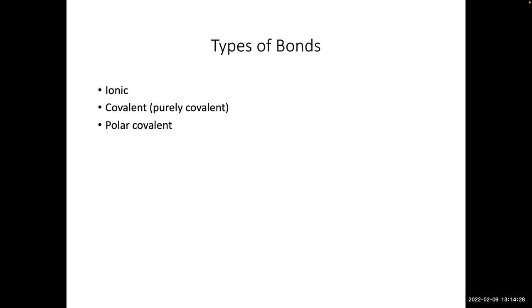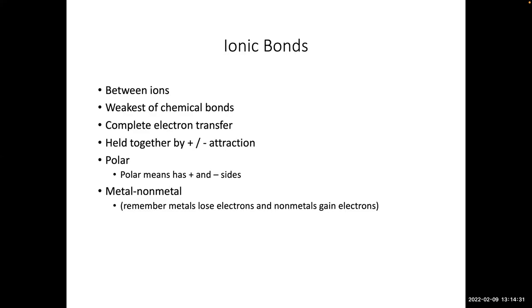So let's go through each type. Ionic bonds are between ions. That's what it sounds like. They are the weakest of chemical bonds. They involve complete electron transfer. They're held together only by the fact that the positive ion will stick to the negative ion. And they are polar. Now the word polar means has positive and negative sides. All right, so in a polar bond, there's a positive side and a negative side. You might be familiar with polarity, like on a battery. A battery has a positive pole and a negative pole. It's the same idea, all right? A polar bear has a positive end and a negative end.